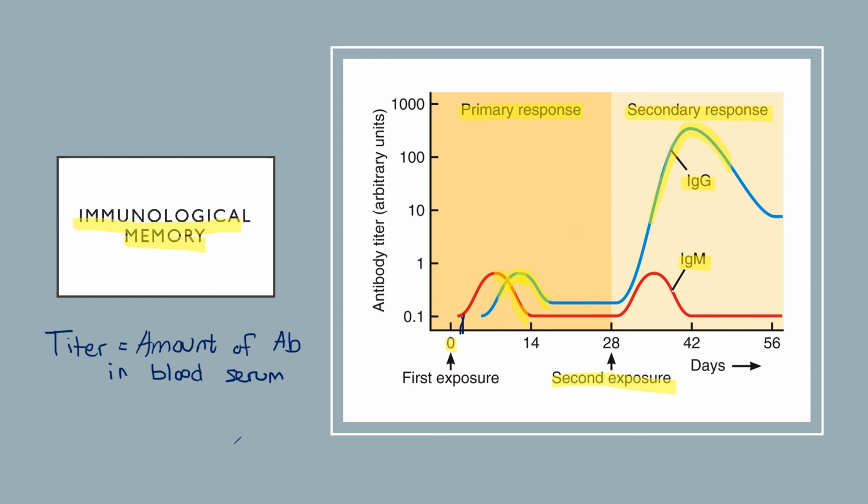Antibodies produced during a secondary response have an even higher affinity for the antigen than those that were produced during a primary response. So higher antigen affinity here too than in that primary response.